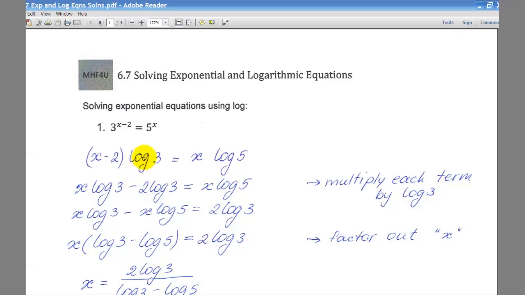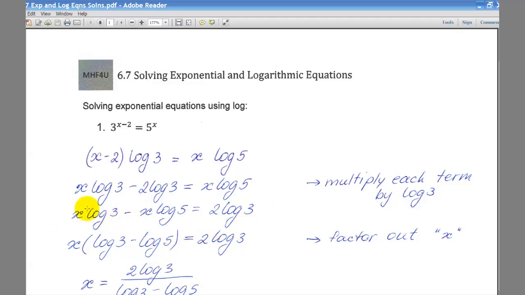Now what we're doing is we're simply bringing the log 3 into the bracket. So we're multiplying this log 3 by every term within the bracket. Log 3 times x, log 3 times negative 2. And we're getting x log 3 minus 2 log 3 equals x log 5. Let's group the like terms. So we're going to group the logs with x's and equate it to 2 log 3. x log 3 minus x log 5 equals 2 log 3.